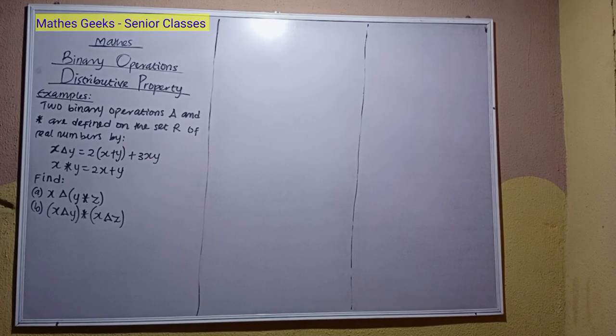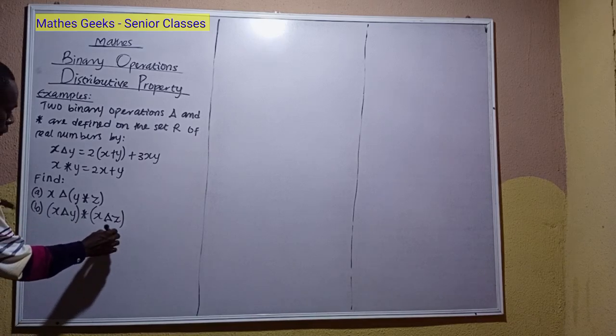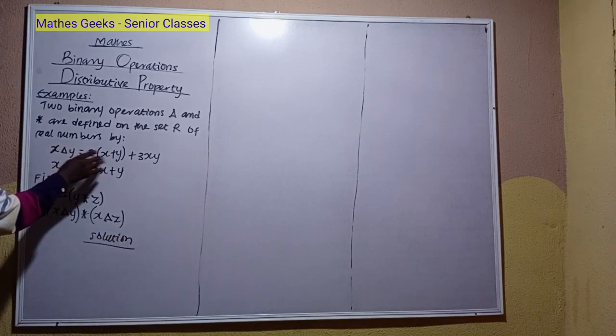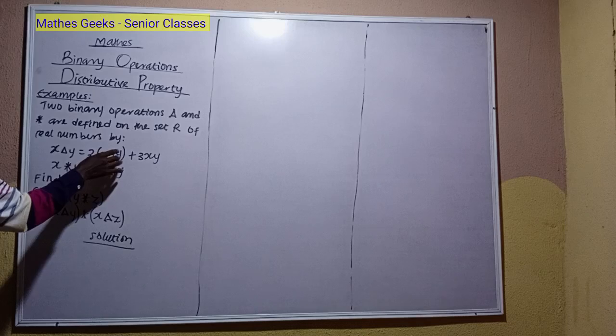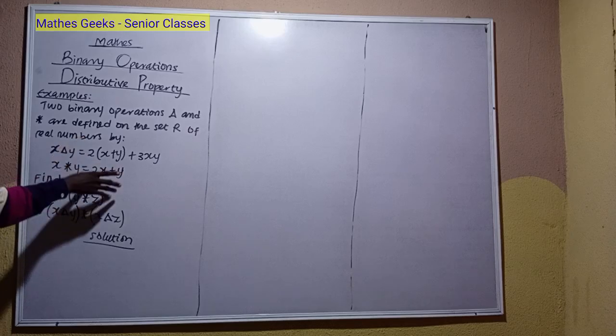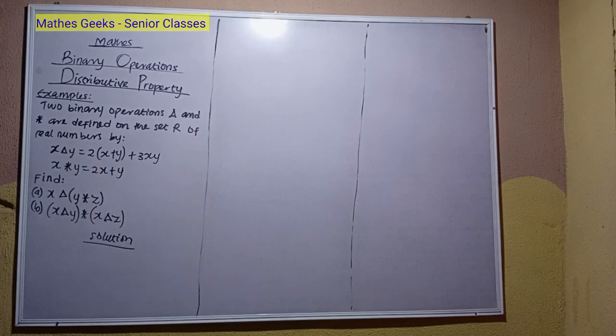Two binary operations are defined on the set R of real numbers by x operation y is equal to 2(x plus y) plus 2xy, and x star y equal to 2x plus y. So we have two operations, and of course, this is the distributive property, but we are not going to prove whether this one is equal to this. We just have to follow the instruction as is given to us here.